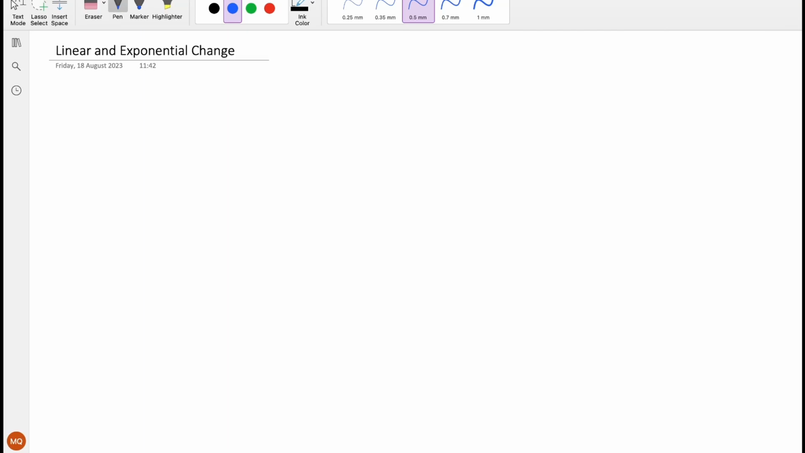Welcome to lesson 5. Now we are looking at linear and exponential change. In SAT we have, let's say, two types of change. First one is linear, let's write here, and exponential.